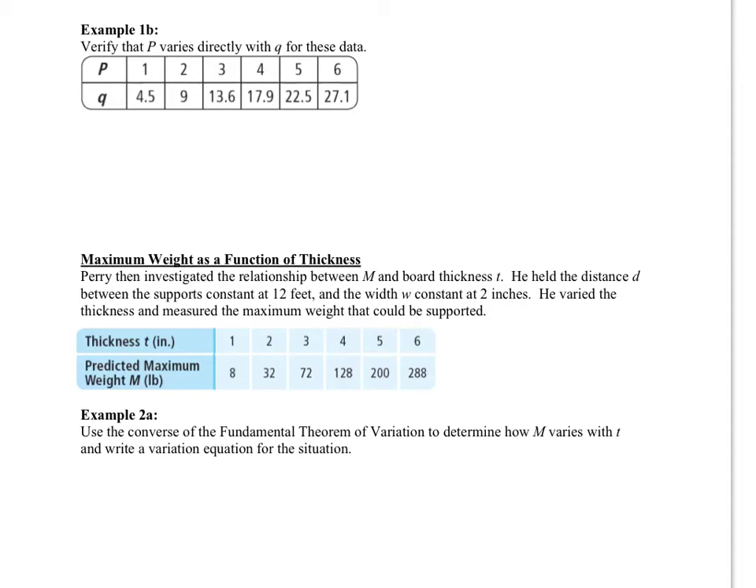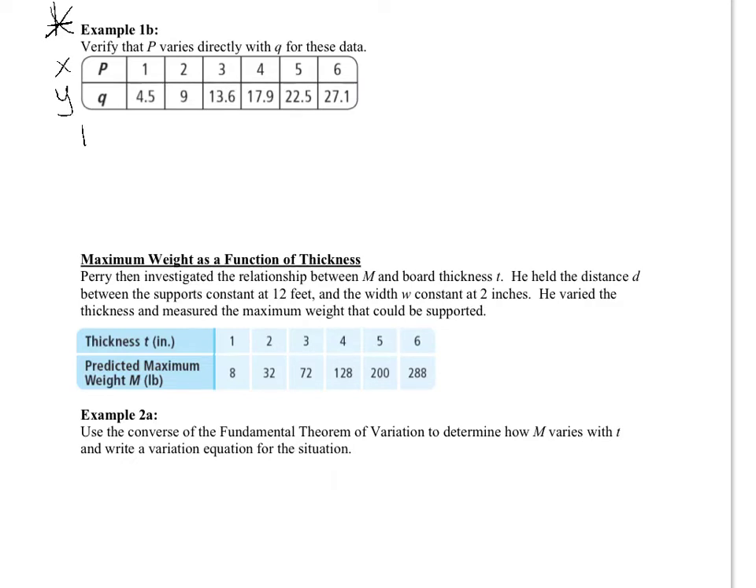Okay, we're going to work through another example. This one doesn't have anything to do with the board or the width or the thickness or the distance. It's just P's and Q's in this example 1B. And in this case, they show P in that table. We'll call that X, and Q is our Y data.